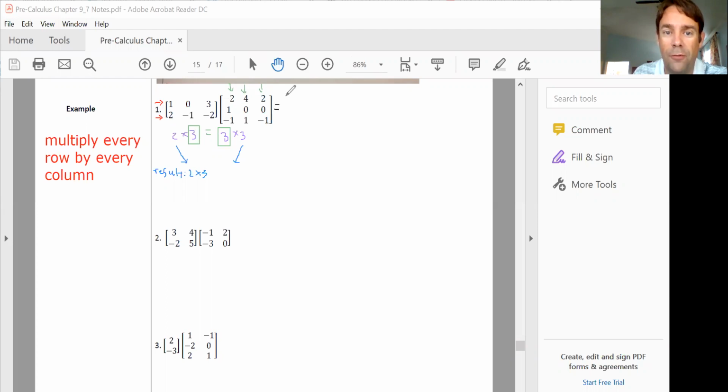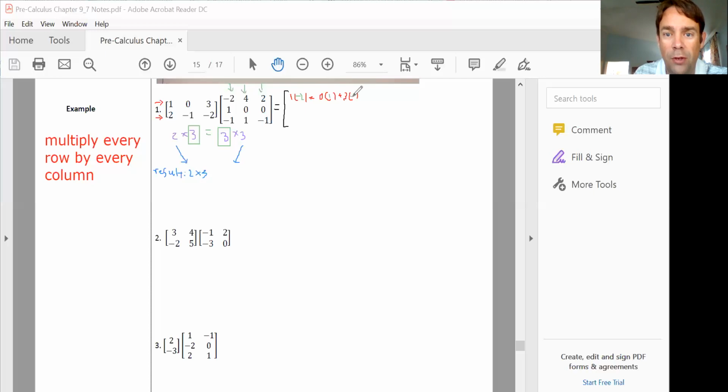So I'm going to take my first row and multiply it by my first column. Now, friends, be very, very organized. I'm going to take my 1 and multiply by a number. I'm going to take my 0 and multiply by a number. And I'm going to take the 3 and multiply it by a number. The numbers I'm multiplying by are the first entry in each of the row and column. So 1 times -2, 0 times 1, and 3 times -1.